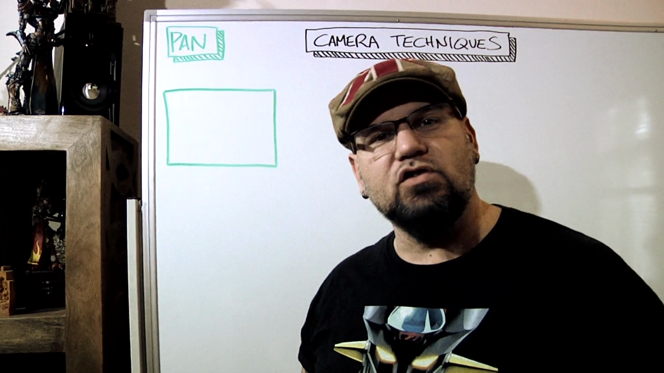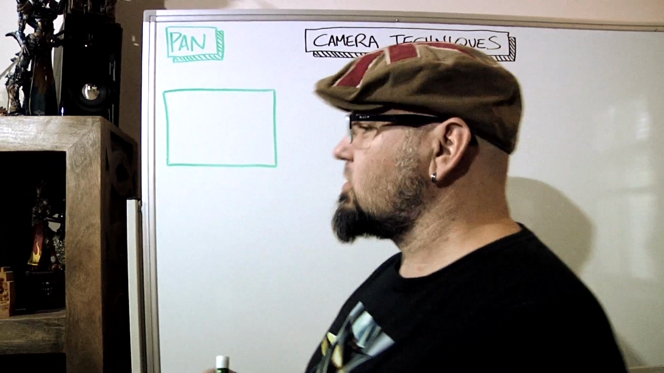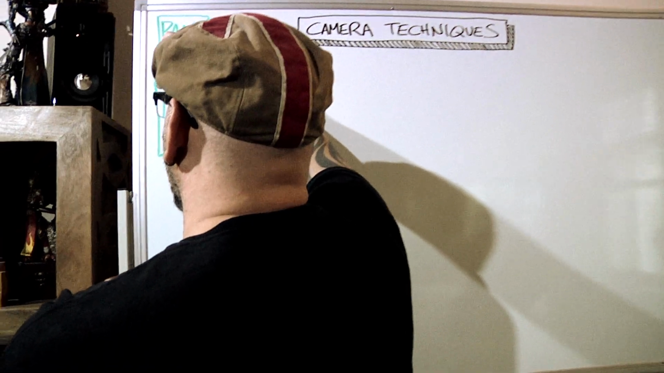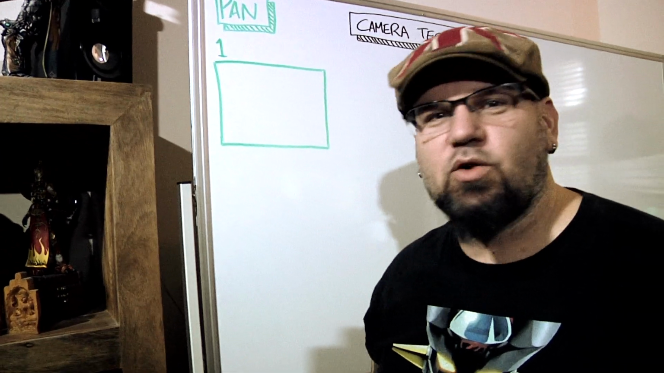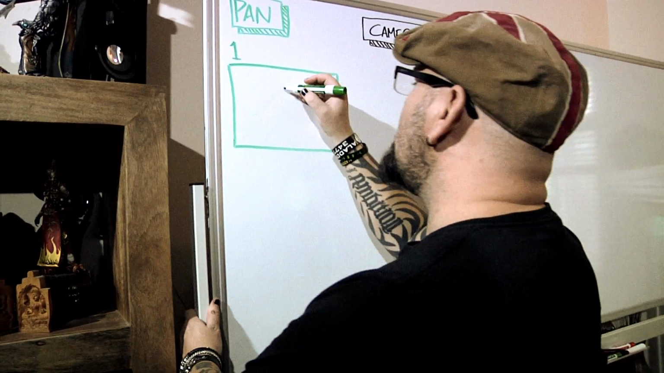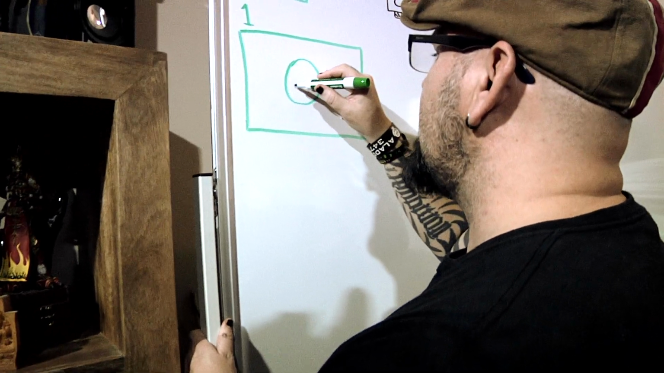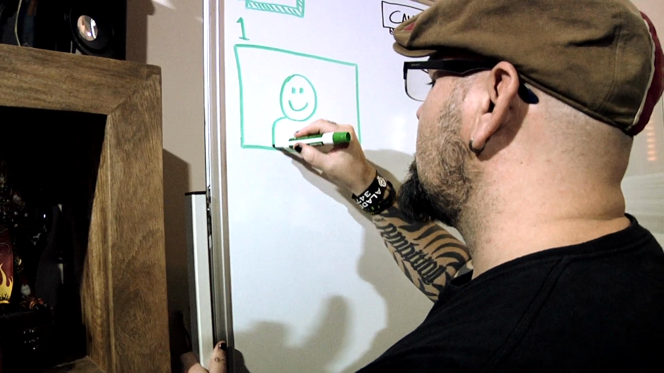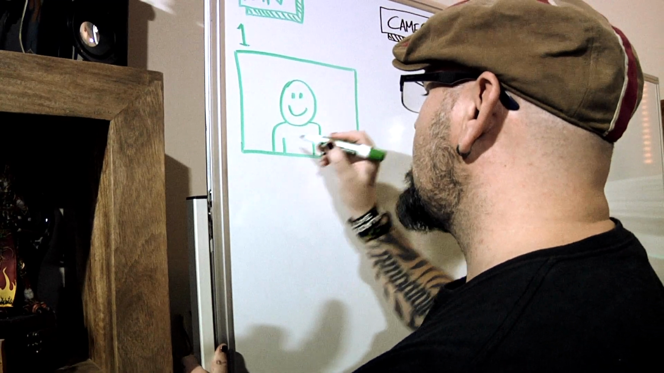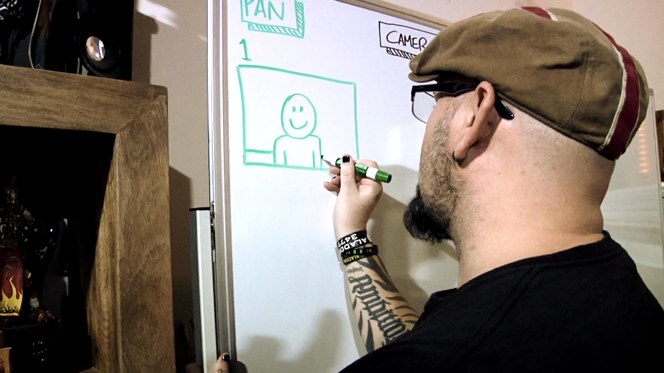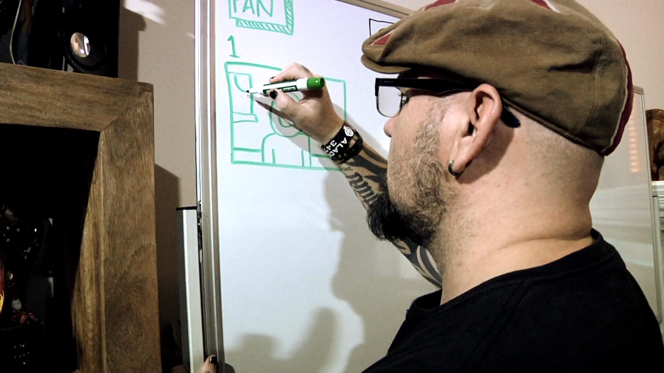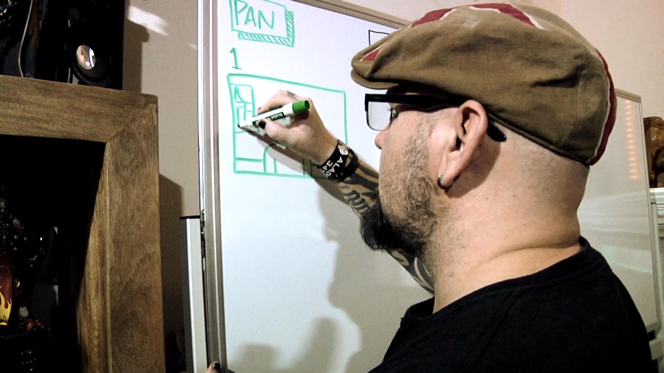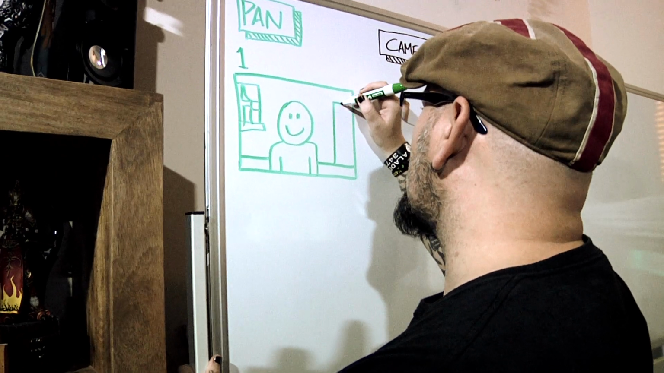One way to illustrate a panned movement is through a series of storyboards. Let's say this one is storyboard number 1. I'm going to draw really quick doodles to get the point across. We begin with Smiley Face Dude, who is very happy, chilling out in his home. Here is the floor in the background, and here is a window, and then here is a door over here.